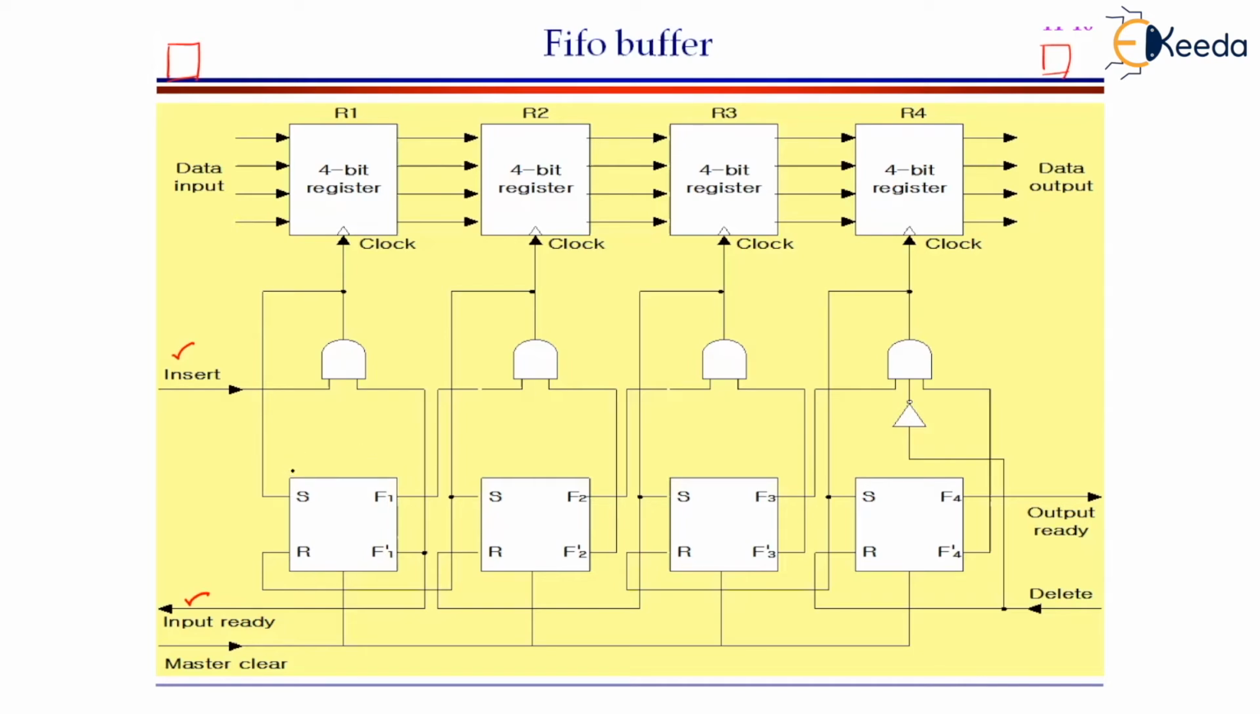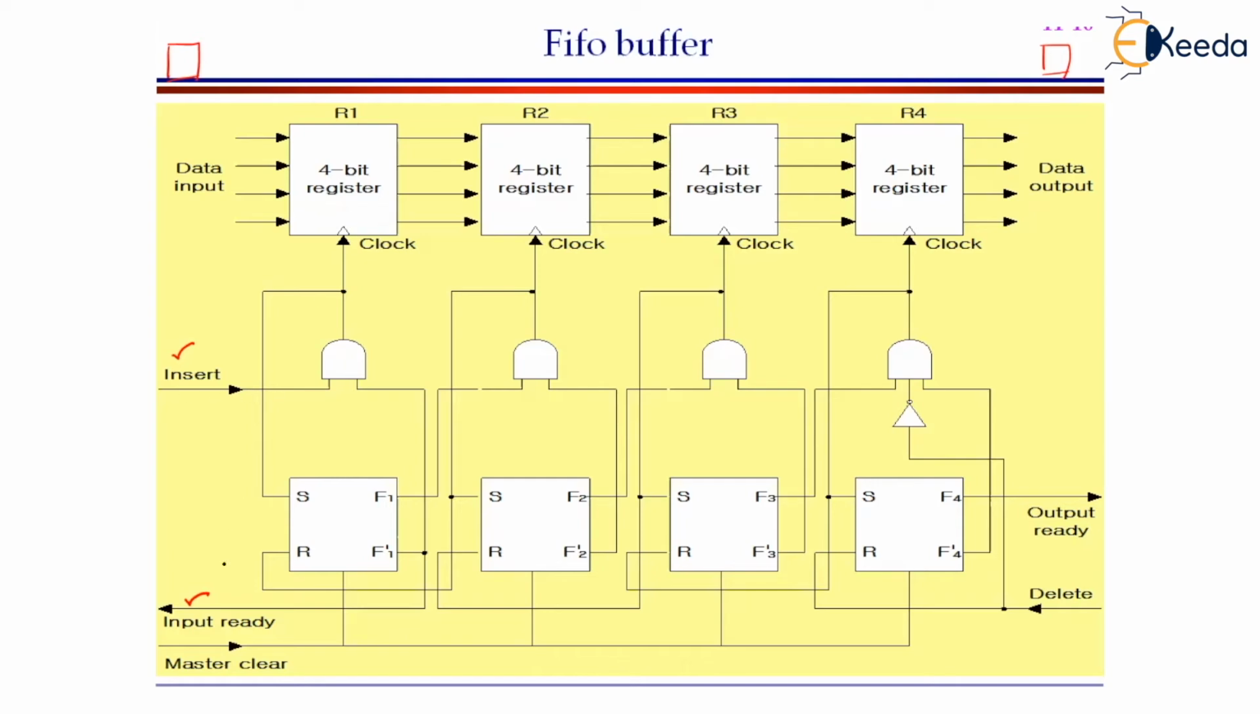This flip-flop is a control flip-flop for this register. You can see that every register has a corresponding flip-flop. This flip-flop corresponds to the first register, this flip-flop corresponds to the second register, this flip-flop corresponds to the third register, and this flip-flop similarly corresponds to the fourth register. If the flip-flop value is equal to 1, then that means the corresponding register has some data. If this flip-flop is 0, that means the data within the register is not valid, and one more data word can be transferred into this register. Let us see how it is going to happen.